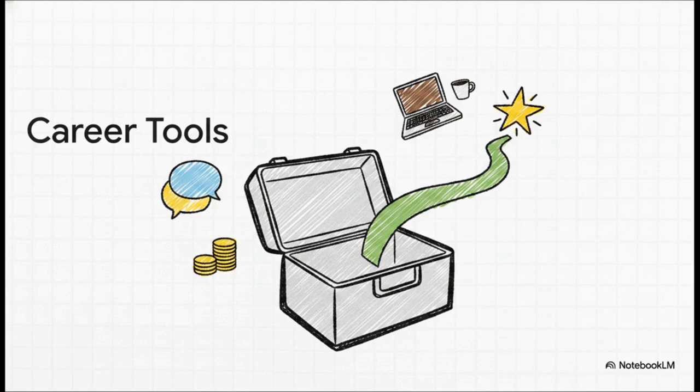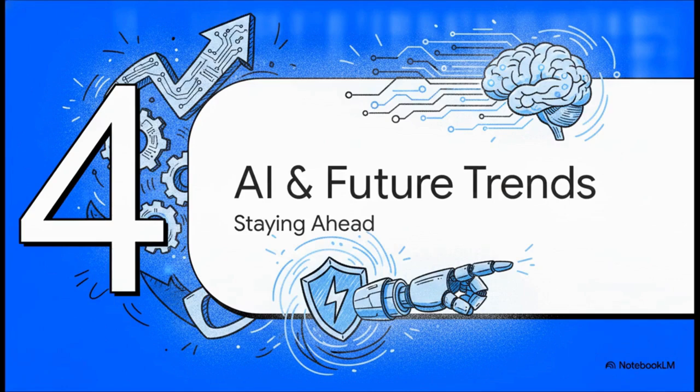The crucial takeaway here is that this masterclass blueprint isn't just building a student's brain. It's actively building their resume, their interview skills, and their financial expectations for the real world. Next up, we have Section 4, AI and Future Trends.